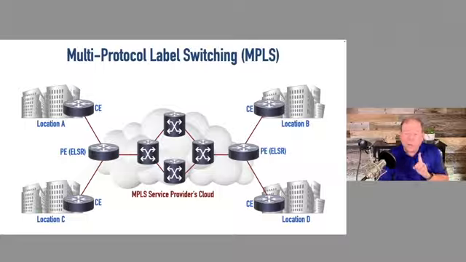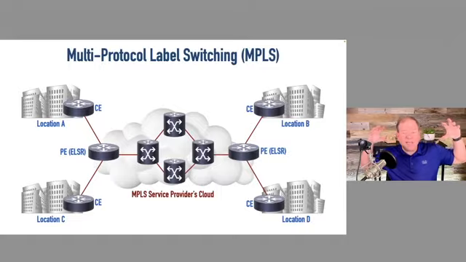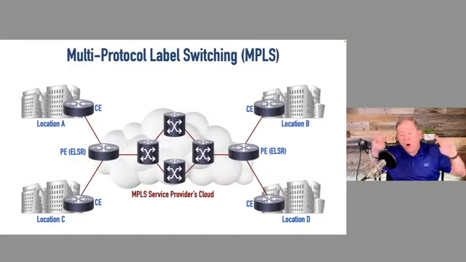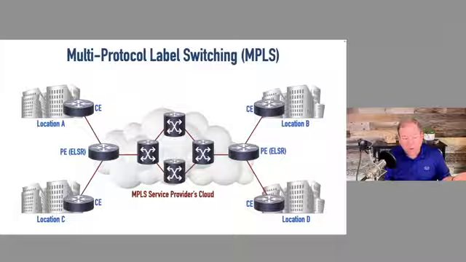What you can do with MPLS is you can have locations A and B that belong to the same company. You can keep their traffic private just between them, where it's not going to be seen by location C or D. And the same thing, C and D can be isolated from A and B, or we're going to see today that if we want to, maybe they're business partners.